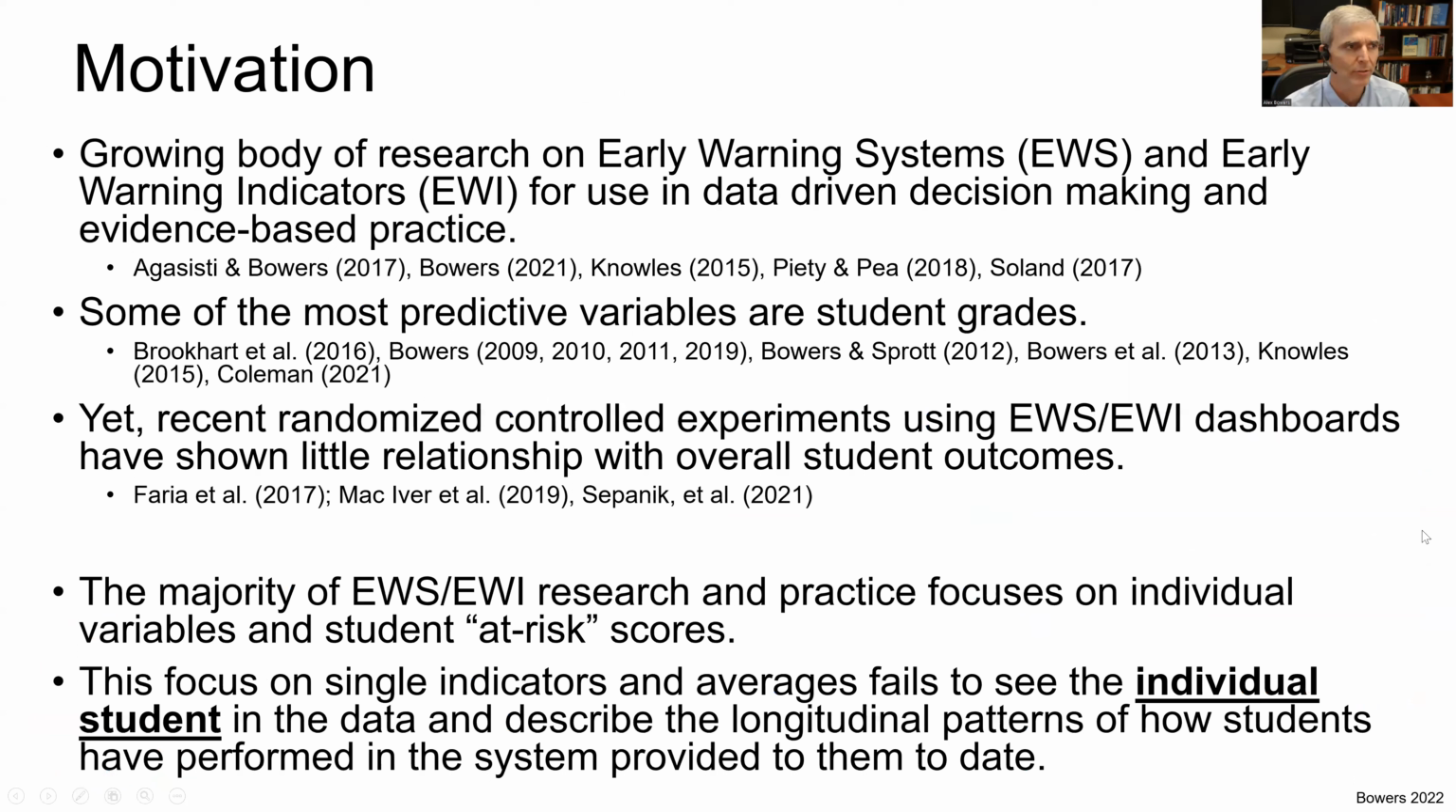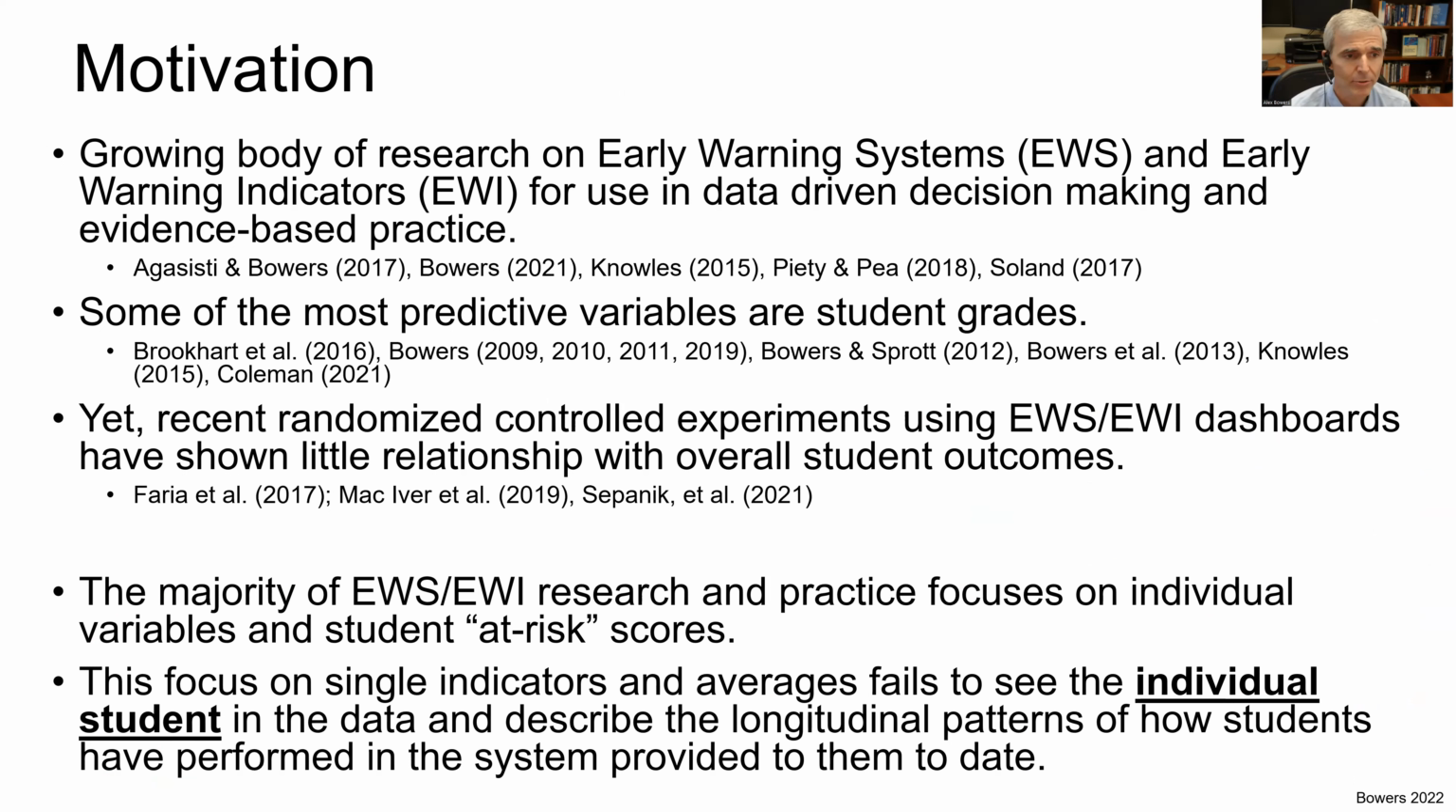our original motivation for the paper was that there's a growing body of research on early warning systems and early warning indicators for use in data-driven decision-making and evidence-based practice. I've done some of this work. So a lot of people are calling for early warning indicators. Some of the most predictive variables are student grades and non-cumulative GPA.